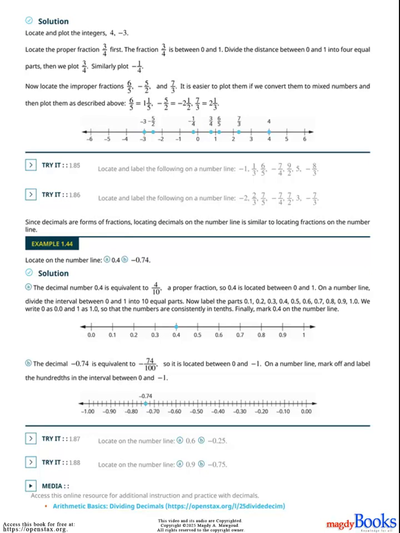B. The decimal -0.74 is equivalent to -74/100, so it is located between 0 and -1. On a number line, mark off and label the hundredths in the interval between 0 and -1. Try it 1.87. Locate on the number line. A. 0.6. B. -0.25. Try it 1.88. Locate on the number line. A. 0.9. B. -0.75.